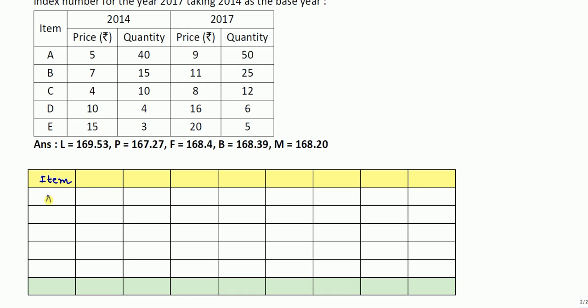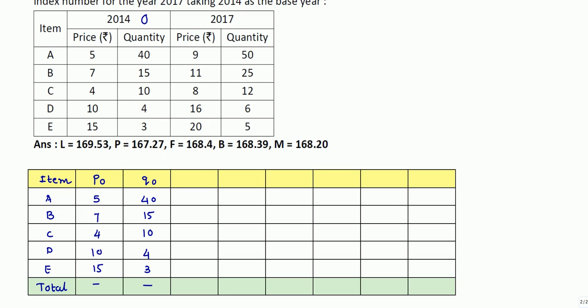A B C D E, and the last column is of total. Now 2014 is taken as 0. Price means P0: 5, 7, 4, 10, 15. Now quantity is Q0: 40, 15, 10, 4, 3.